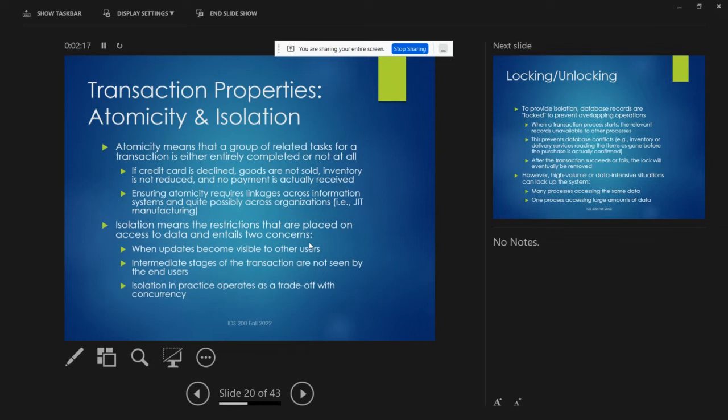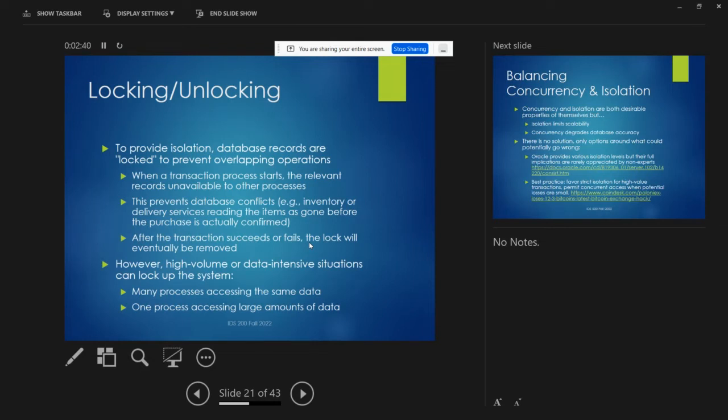Now, in practice, isolation works as a trade-off with concurrency. Remember, you can have one or the other to whatever degree, but you can't have both. Concurrency absolutely means the ability of multiple users to access the same data, which by definition contradicts the principle of isolation. Now, the way things work normally, database records get locked to prevent overlapping operations, right?